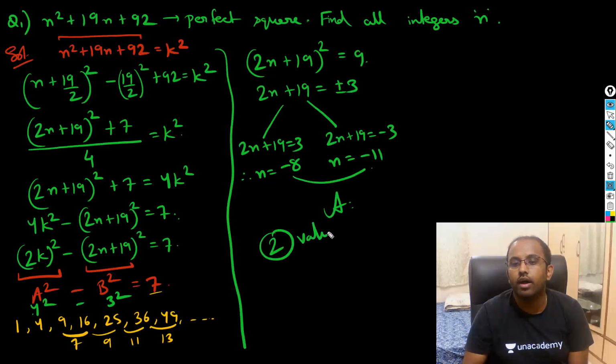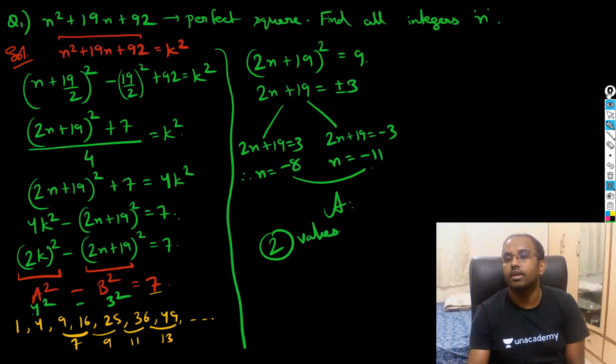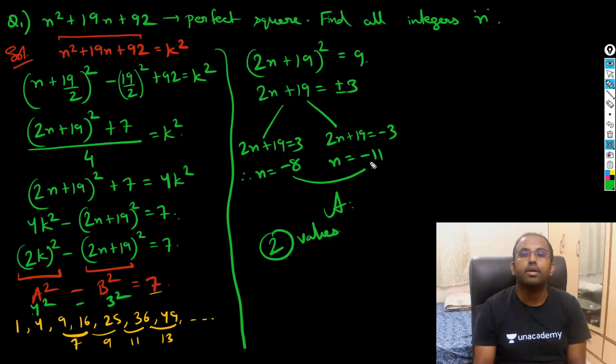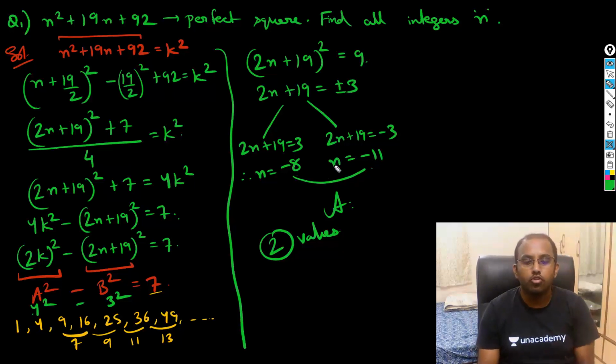They can also ask what the sum of the values is. The sum of the values is minus 8 plus minus 11, that is minus 19, which should be the answer. So it's a very nice question. Let's move to the next one.